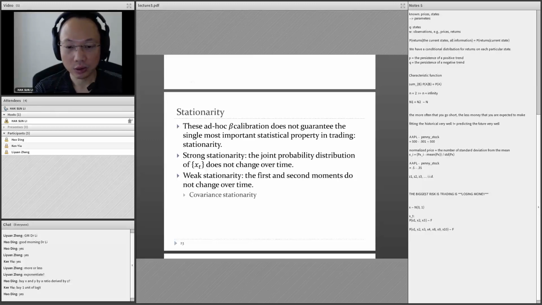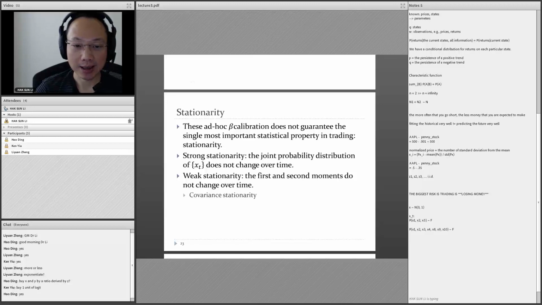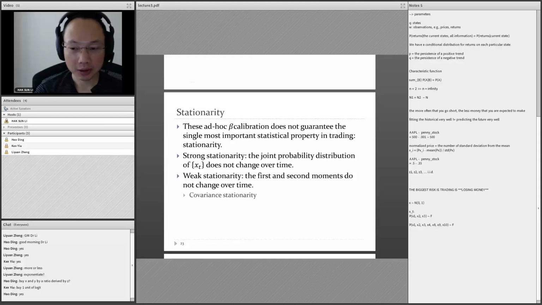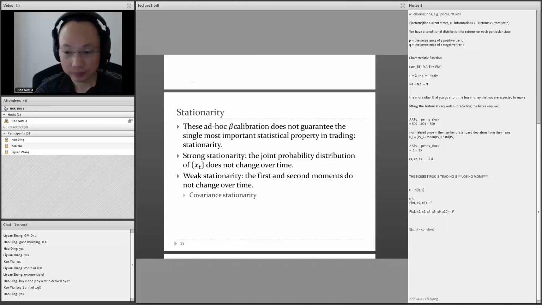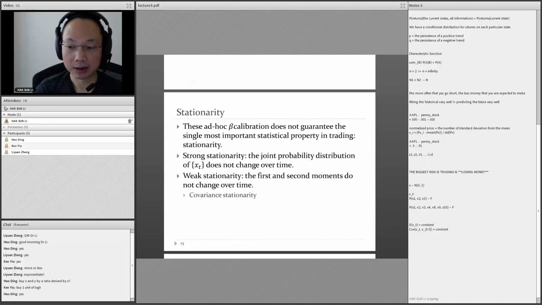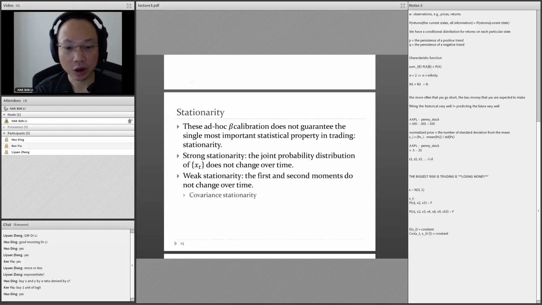So what we usually care about is what we call weak stationarity. We only care about the first and the second moments. As long as the first moment, the mean, does not change over time, it is constant, and the covariance between x_t and x_{t-L} does not change over time, then we are happy. L is a fixed number, the number of lags. So this is weak stationarity. It's also called covariance stationarity.